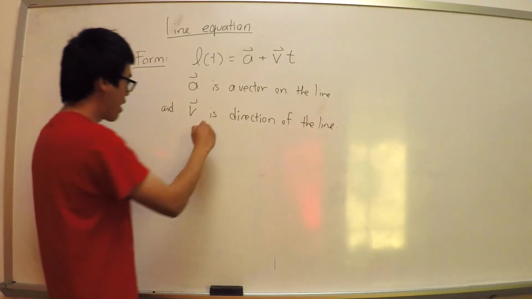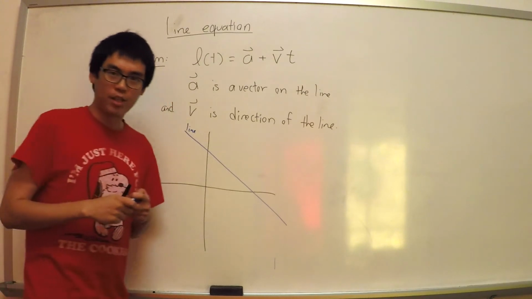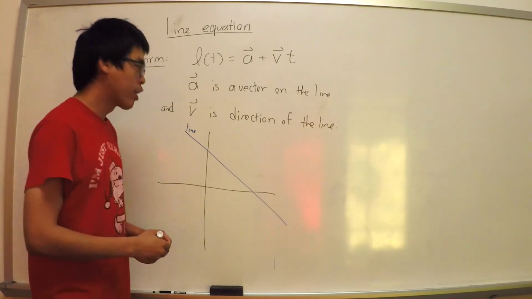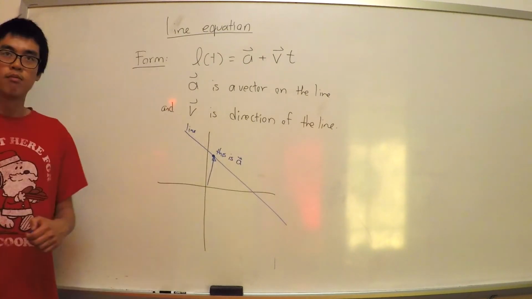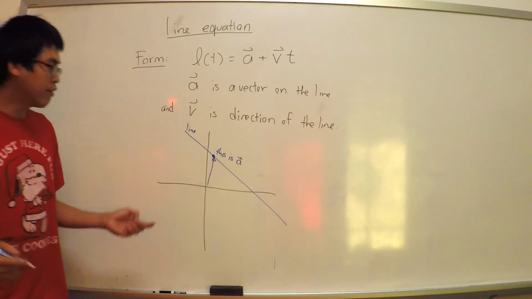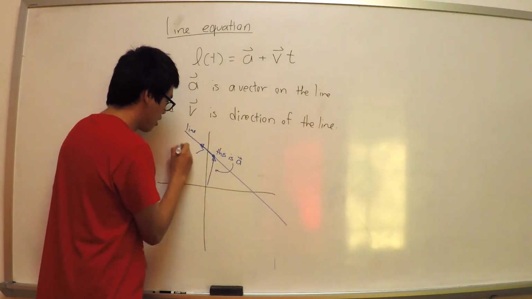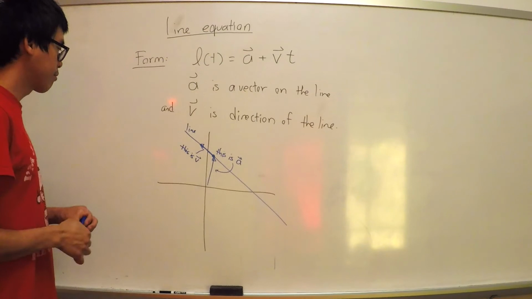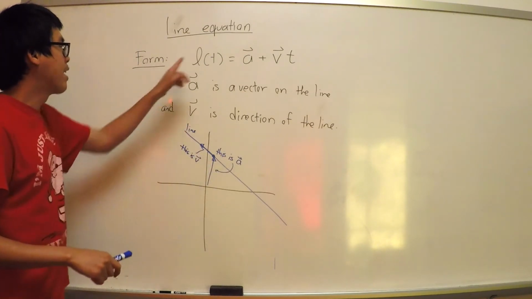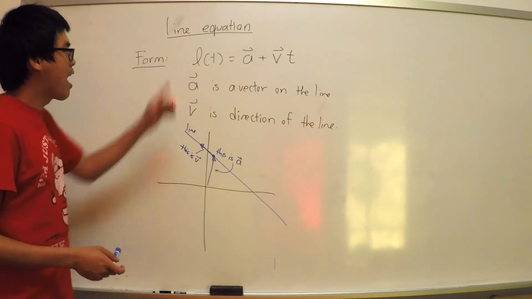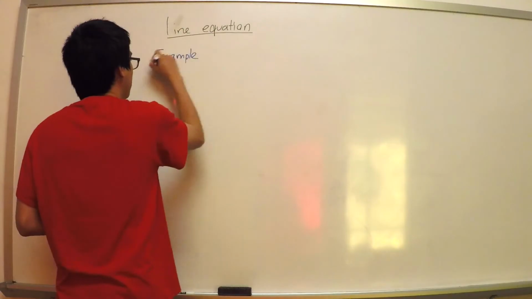Alright, so picture why it looks like this. If this is your line, what you need is two pieces of information. One is, can you find a vector or a point the line is on? And on top of that, you need the direction of the line, which is something like this. This is V. Once you figure out those two vectors, you combine them into an equation like this, and this will be the parameterization of your line. Alright, so let's do an example.